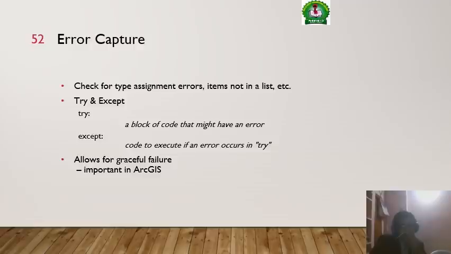So error capturing: checking for assignment errors in the expression statements, try and except. So try catches any exceptions in the code with try and except. Wherever there is an exception, write it down in the try code. Except means how to handle the exception is given in the except code, right?